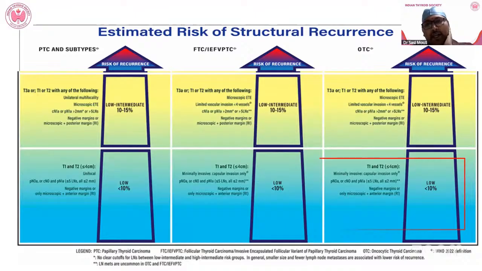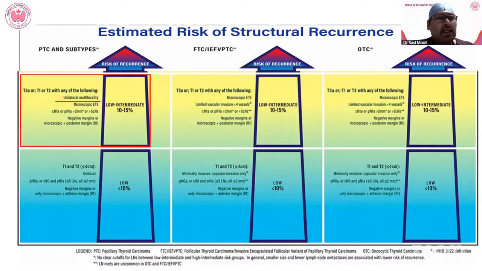We see that FEPTC, IFEPTC, and OTCs have been separated out, and they also have a similar stratification where it is T1 and T2, node negative or low lymph node burden, minimal invasive capsular invasion without any vascular invasion. Then comes low to intermediate, where the risk of recurrence is around 10 to 16%, whereas bilateral multifocality comes in the next slide. And nodal disease, yes, more than 2 millimeters, that is more than micrometastasis, or more than 5 lymph nodes. And negative margins or even posterior margin, yes, it is included in this.